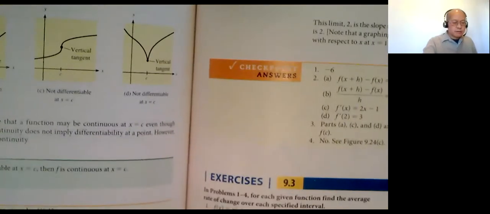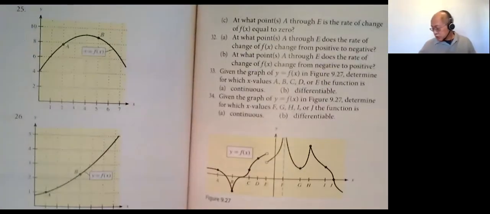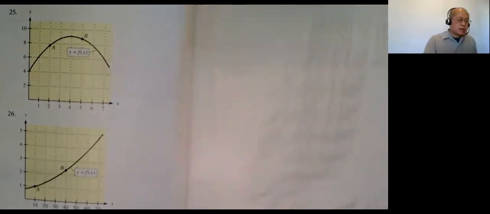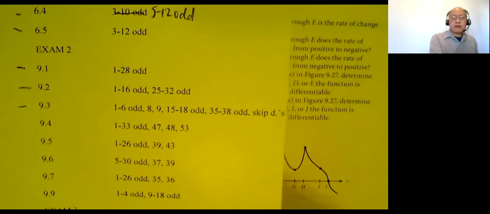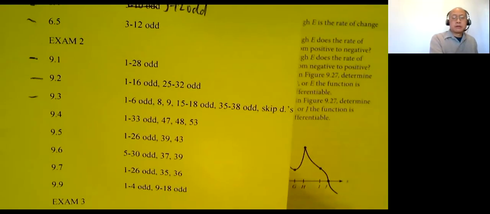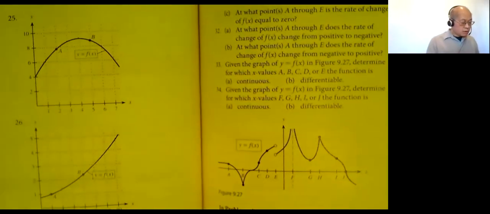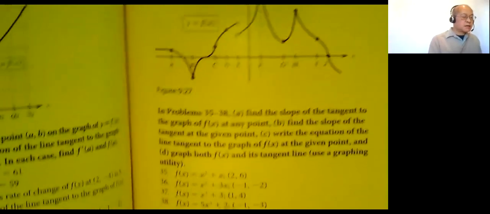Okay, I'll jump all the way to 36. I'm trying to show you one of each type. So 36, that's from the 35 to 38 bunch. So where is 36?